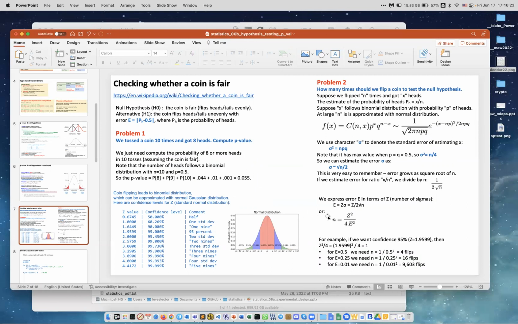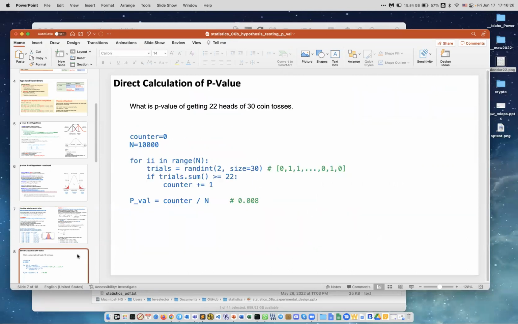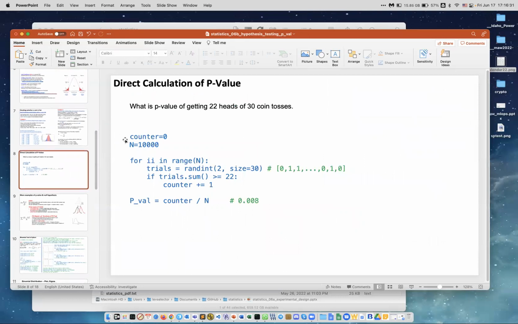Okay, I will not cover this. We already, I think, spoke about it. This is just an example of directly calculating the p-value by just running an experiment. So here it's 22 heads out of 30 coins. We repeat 10,000 times. In each trial, we randomly generate a toss of the coin 30 times, and we look at how many heads, and if it is more than or equal to 22, we increase the counter.